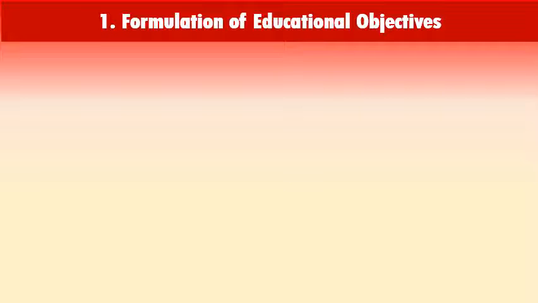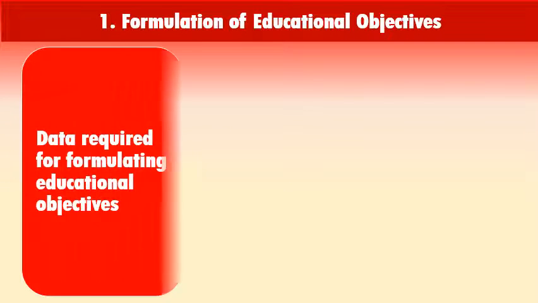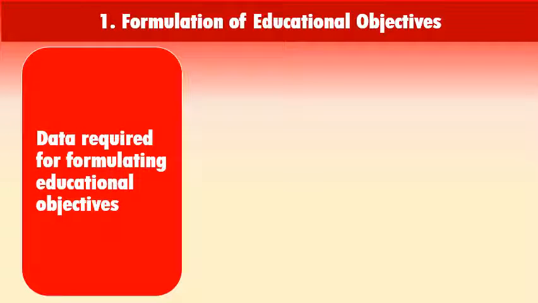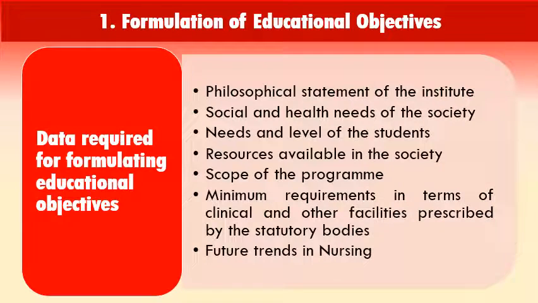So let's start with the formulation of educational objectives. In order to formulate these objectives, we need some data because this is the first and foremost step which we require to develop the educational objectives. So what we require, first of all, is the philosophical statement of the institute. So what is their philosophy? Every institute must have their own philosophy that is required to proceed with.